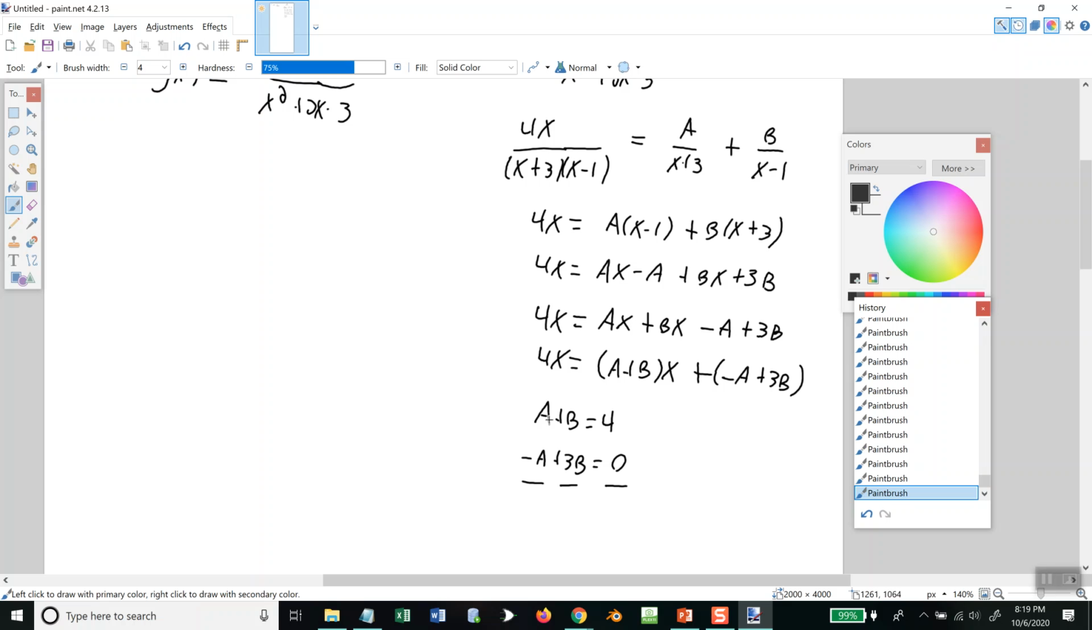Add those. A minus a drops away. B plus 3b is 4b. 4 plus 0 is 4. Divide both sides by 4, and we get b is equal to 1.